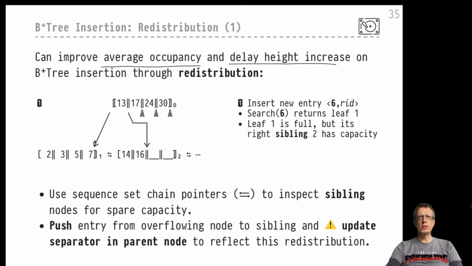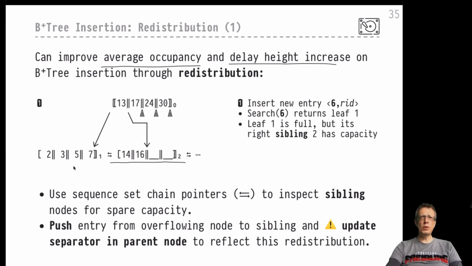Let's assume that this is the B+Tree. It's a very small B+Tree that we are currently looking at, and it has to accommodate a new entry, 6, rid. Okay, we have to insert that. The insertion routine will lead us with a recursive tree search into this leftmost leaf here, which cannot accommodate a new node. But its right sibling, which is this node, has space. There is indeed space, and we could place a new entry there.